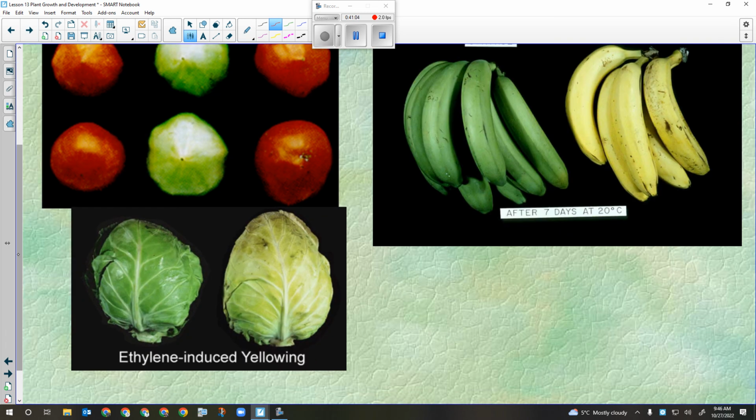Okay, so ethylene-induced yellowing also happens in leafy plants. So if you had cabbage and you put it near a banana, the cabbage will go yellow really fast.